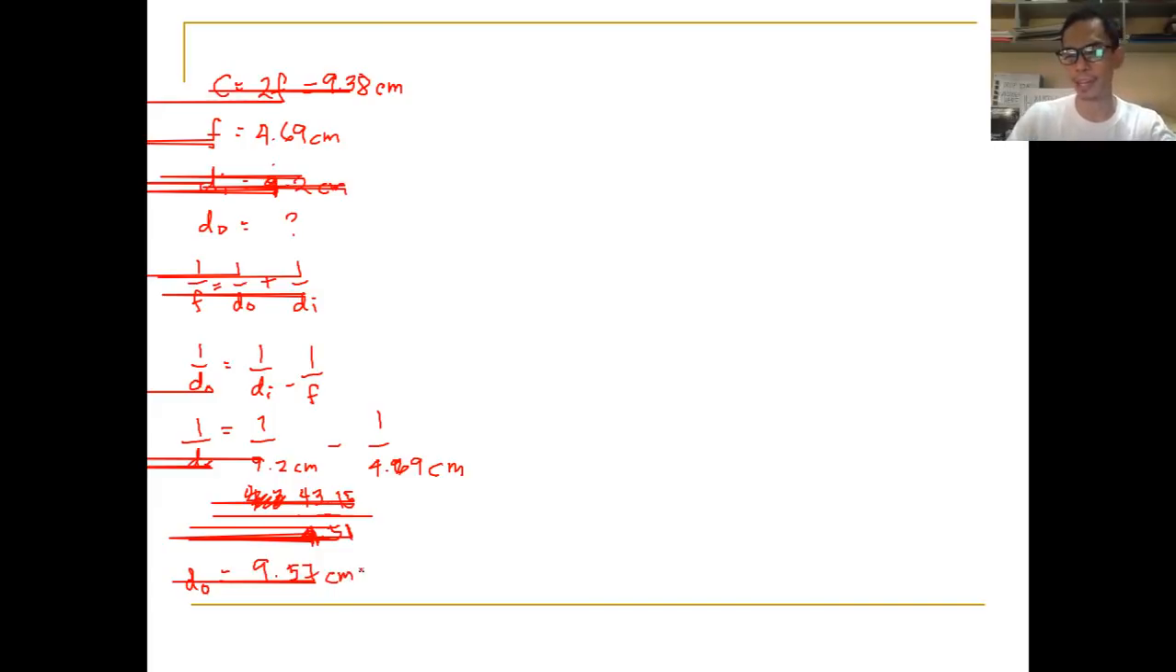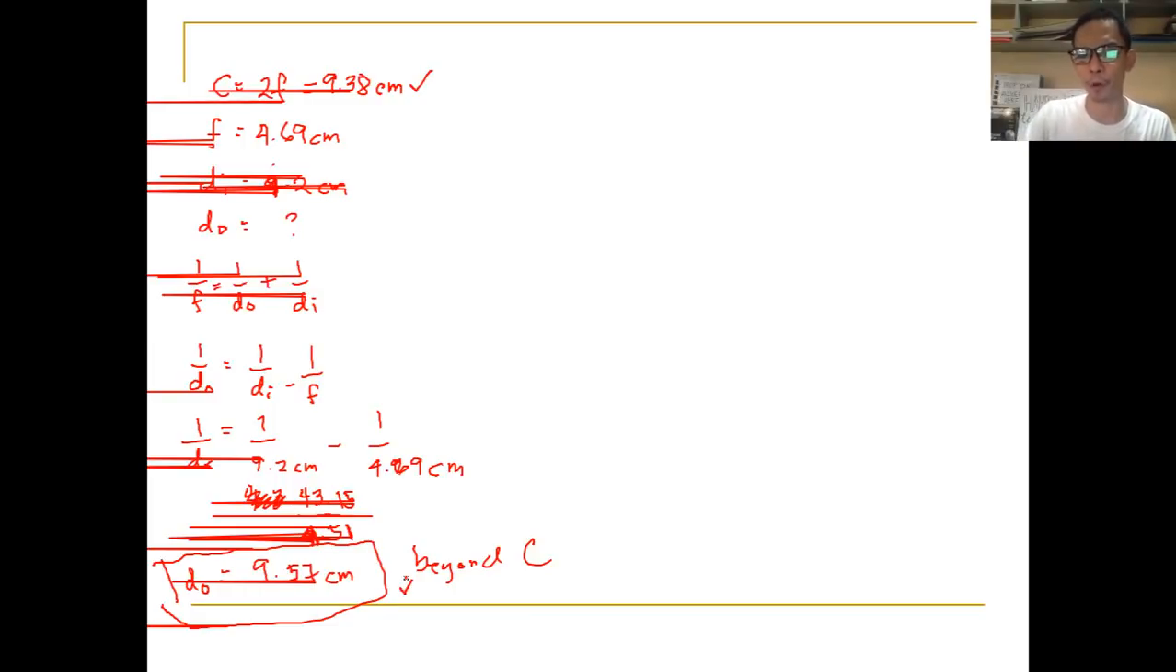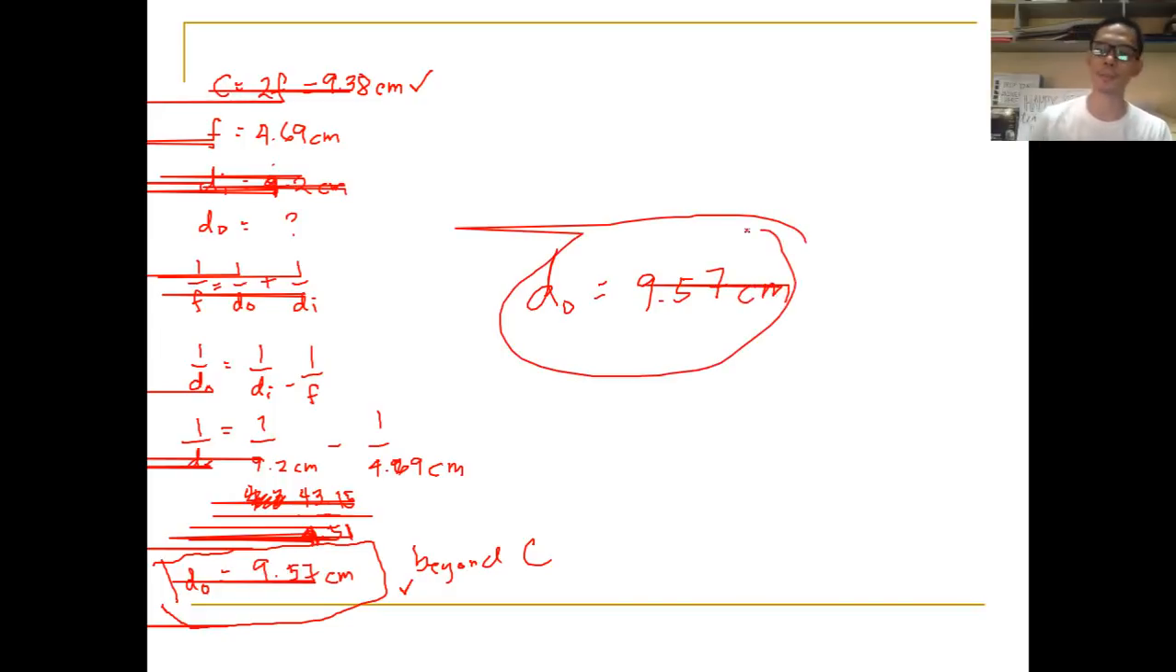Later we will have the LOST mnemonic. The distance of the object is 9.57 cm, meaning the distance of the object is always positive, and the object is placed beyond C. Why beyond C? Because the center of curvature is 9.38 and your answer is 9.57, so it is more or less 0.12 or 0.13 higher than C. So the answer here is d sub o equal to 9.57 cm.